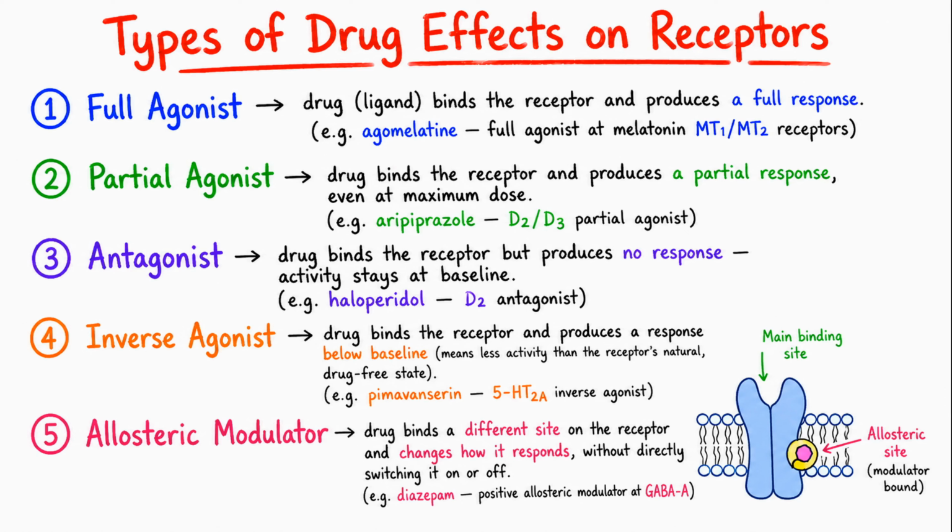Then, an antagonist. This drug binds the receptor too, but it produces no response at all. It just sits there occupying the site, blocking anything else from binding. So activity stays exactly at baseline, nothing changes.